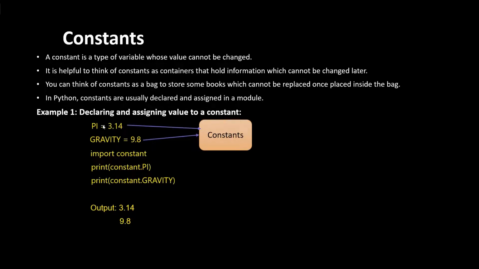And here, print constant.pi, where we have initialized pi as 3.14. The output is 3.14 for pi and 9.8 for gravity. Okay, these are the constants. It is universal, we can't change these constants.